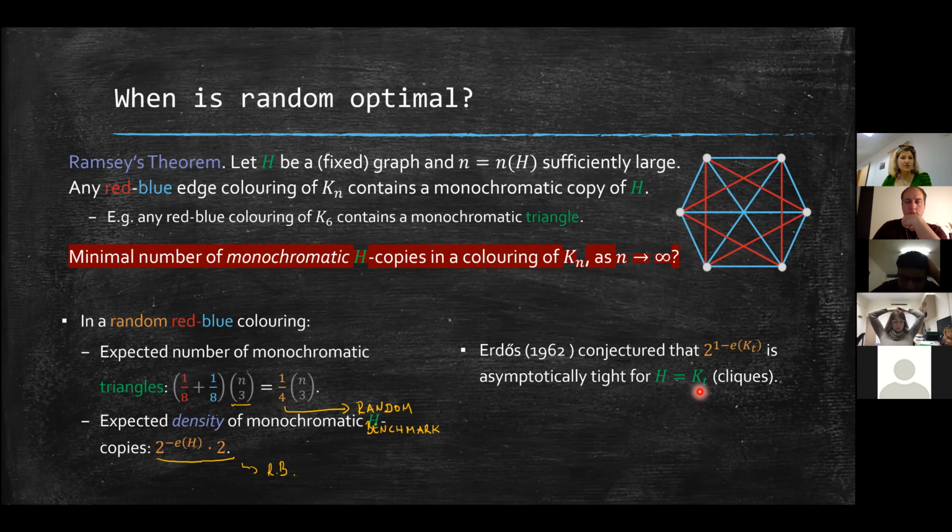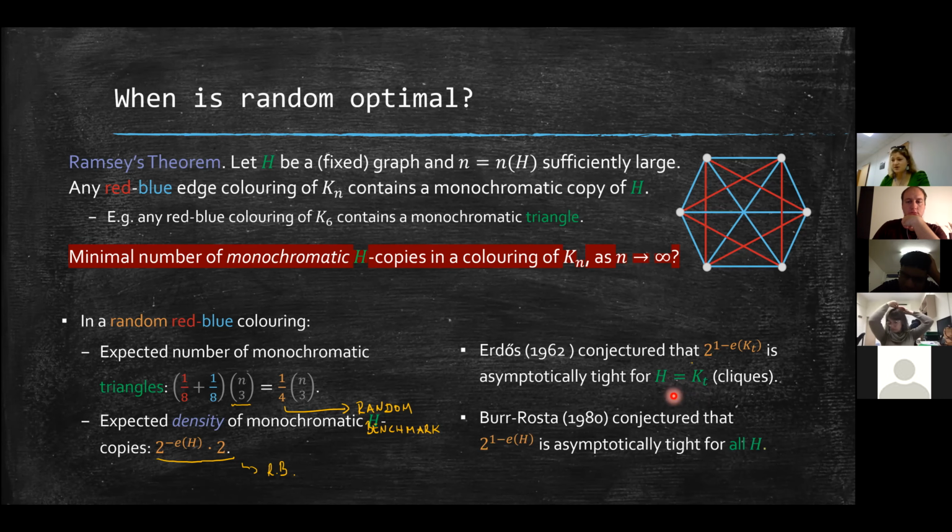This is partly motivated by the fact that random is the best we know in many Ramsey theoretic problems. Specifically, if you want a lower bound for the Ramsey number, then the best we know how to do is the random coloring. And Burr and Rosta were even more ambitious. They conjectured that this is the case for all graphs H, so not just cliques.